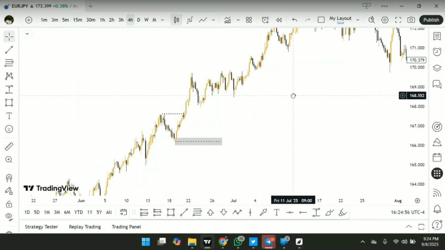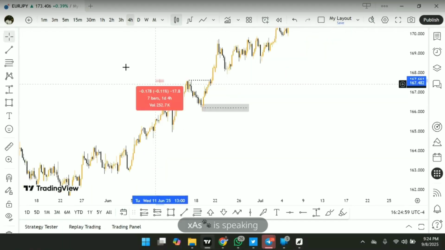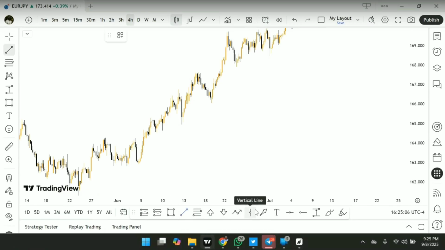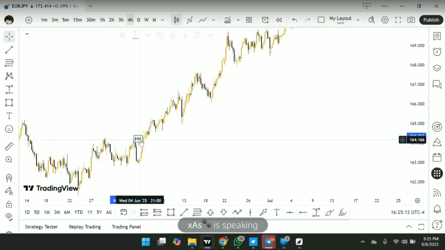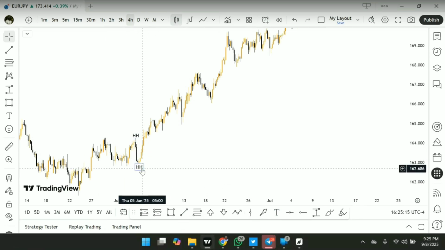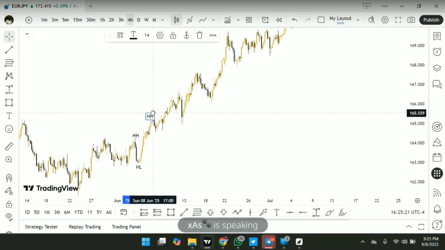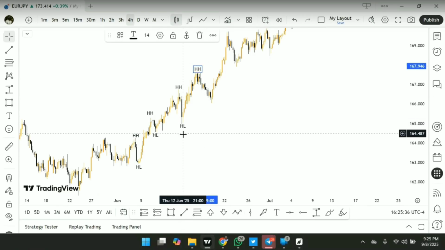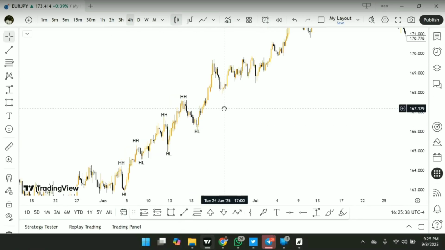What I see, they have a series of higher highs, higher high, higher low, higher high, higher low, higher high, higher low, right?